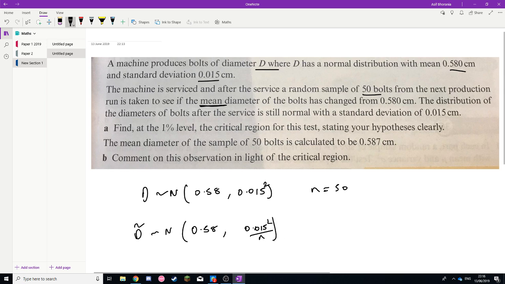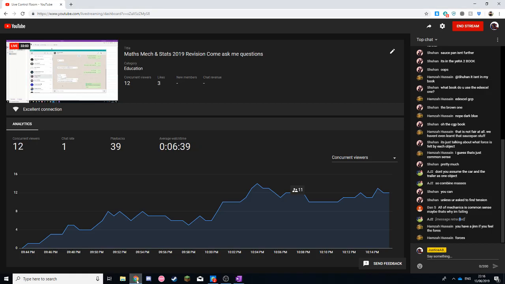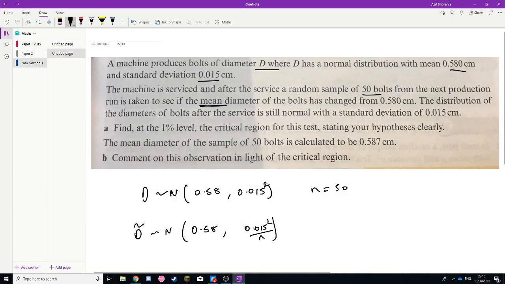See, this is the problem. I'm not sure if it's in the formula book. Do you know? No. Let me check, quick time. Yeah, it's sigma squared over n. So this is 0.015 squared over n. See, you have to make sure you remember these things. To see if it's been changed from 0.58.